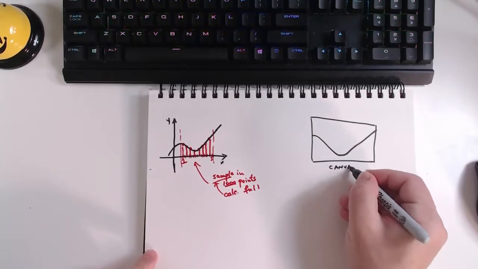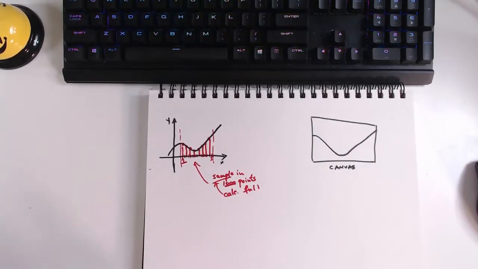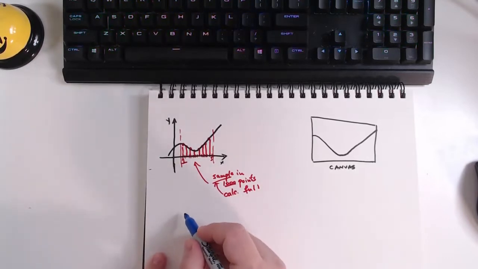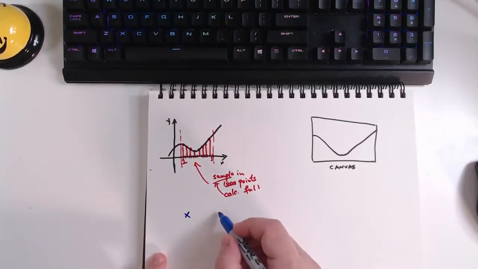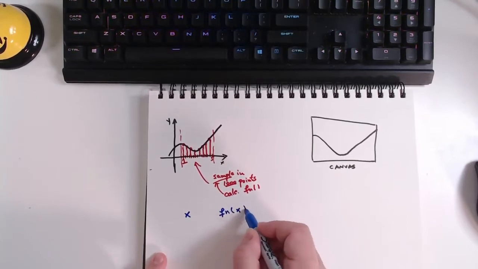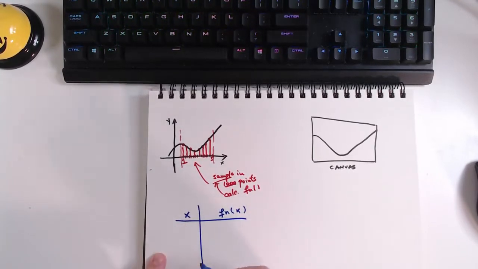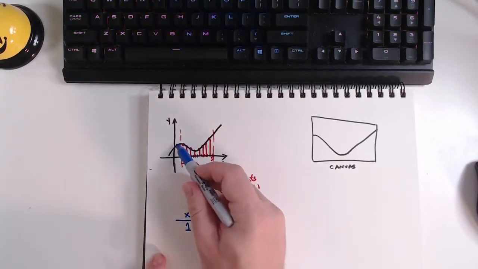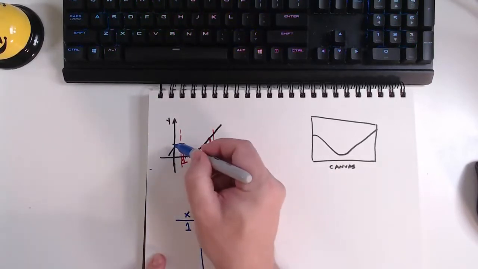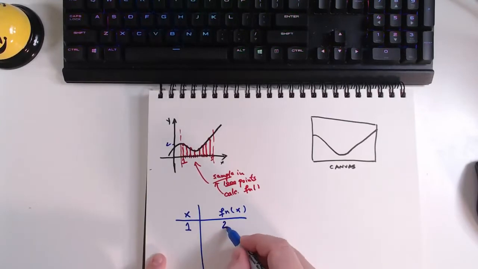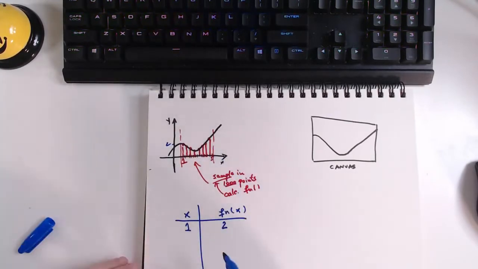So these points we're going to calculate when we implement the program. For instance, we'll have x here, and then fn of x will calculate the function in these points. So let's take a few points here, like point 1. Let's say it's 2. The evaluation of the function will be 2.